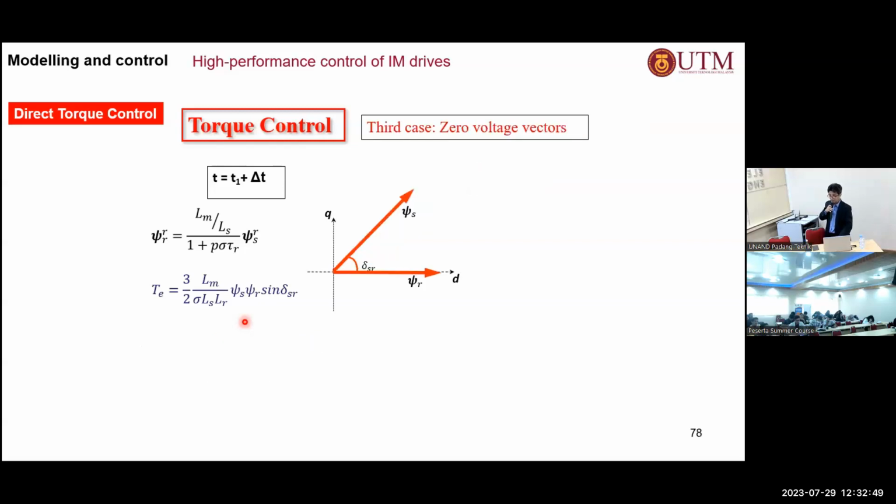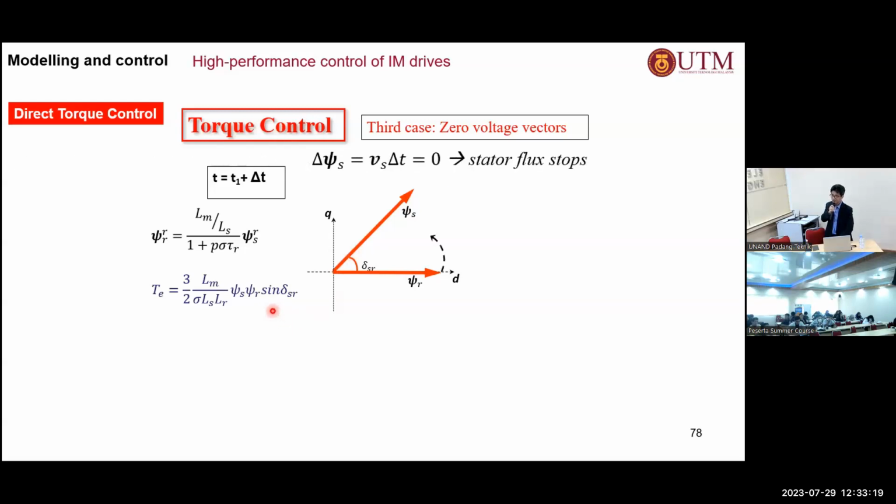Okay, so we have a choice, and the third one is what we call the zero voltage vectors. You don't do anything to the stator flux. All right, because zero voltage vectors will not change anything. V is equal to 0. Then the stator flux will not change, but the rotor flux will keep on moving closer to the stator flux, which means that it will move at a slower rate. The angle will be smaller, which means that the torque is going to be reduced.